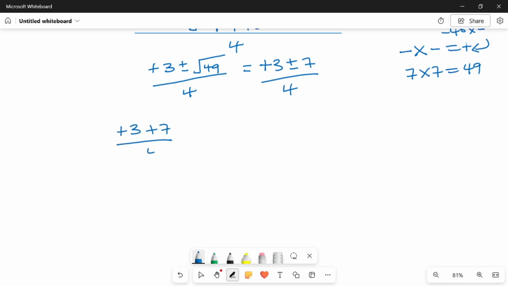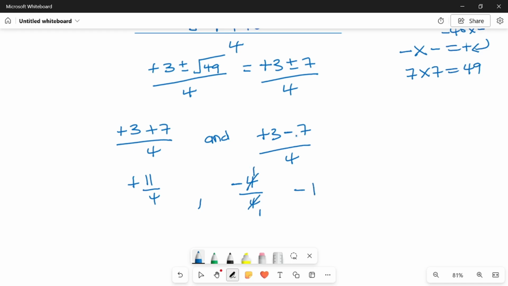Next up, since we are to get two roots from the quadratic equation, we have plus 3 plus 7 over 4 and plus 3 minus 7 over 4. So plus 3 plus 7, which is what? Plus 11 over 4, and plus 3 minus 7, which is minus 4 over 4. And 4 into 4 is 1. So it's equals to minus 1.